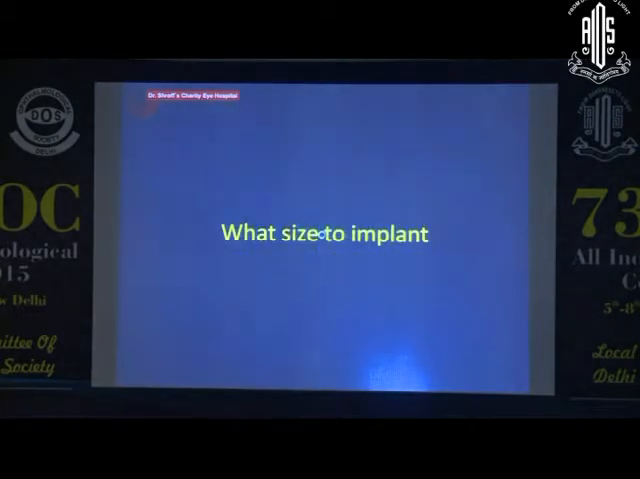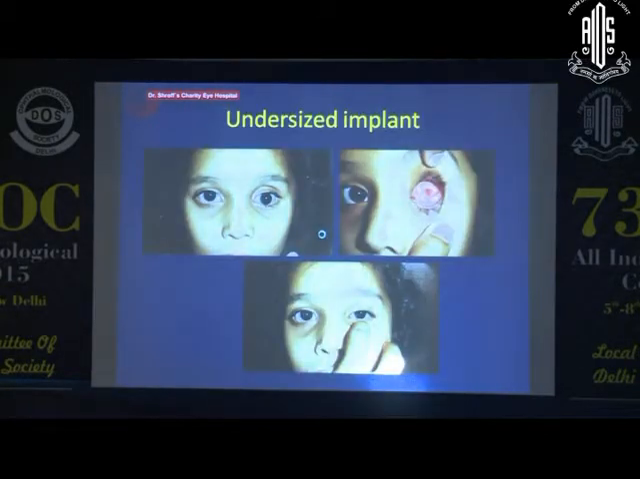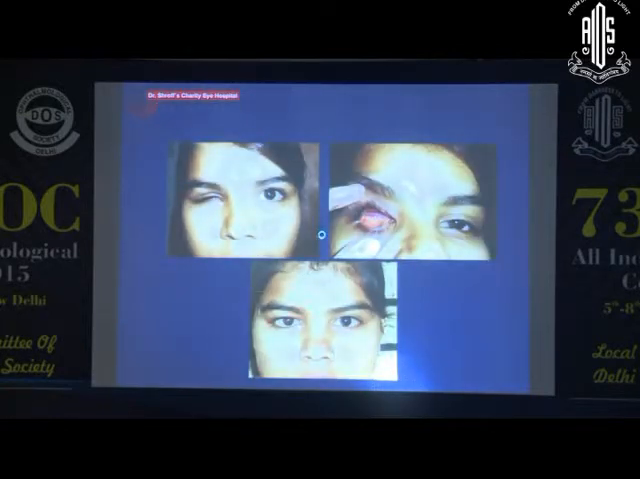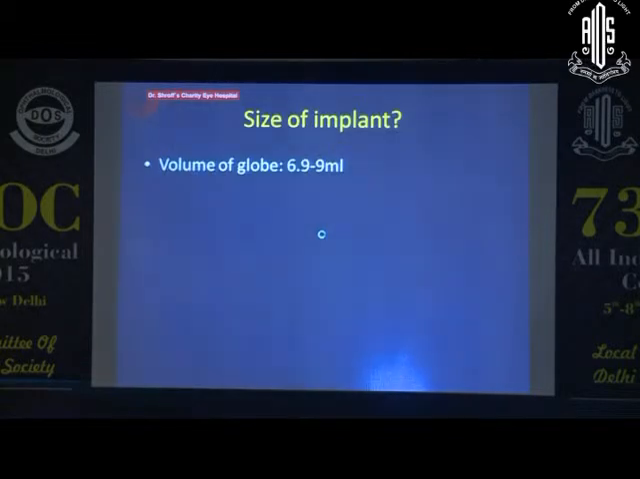Socket expander, I am not going into this. The next thing is what size to implant. If you put an undersized implant like this, the patient will end up with a deep superior sulcus deformity and enophthalmos, which is not cosmetically acceptable. Same for this patient who had an implant in situ but it was undersized. Look at the deep superior sulcus. So you replace the implant, put another bigger size implant, and same for this patient. This is after putting the prosthesis, where the volume seems to be much better than it was earlier.